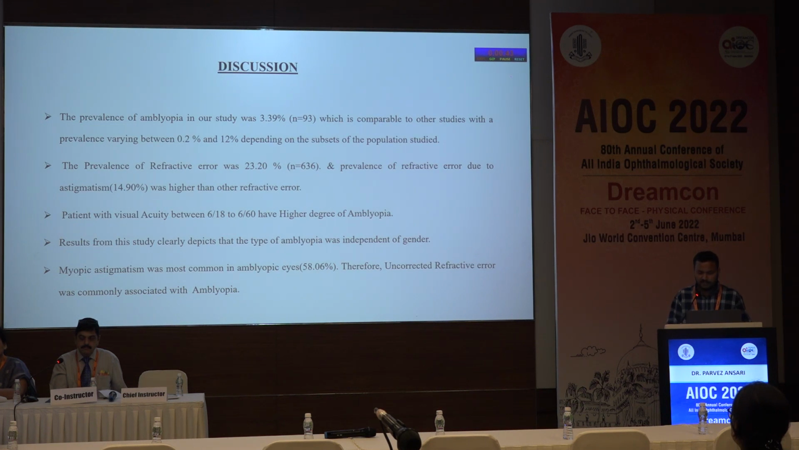Discussion. The prevalence of amblyopia in our study was 3.39%, which is comparable to other studies. Prevalence of refractive error was 23.20%. Patients with visual acuity between 6/18 to 6/60 have the higher degree of amblyopia. Result from the study clearly depicts that the amblyopia was independent of gender. Myopic astigmatism was most common in amblyopic eyes. Therefore, the uncorrected refractive error was commonly associated with the amblyopia.